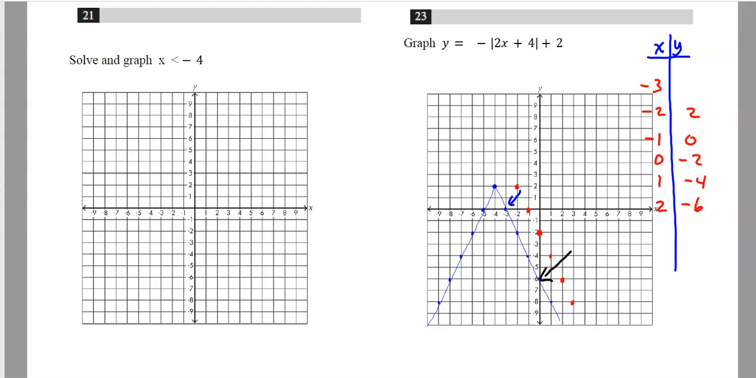2 times -3 is -6. -6 plus 4 is -2. Absolute value of -2 is +2. Bring the negative down. And I get 0. So -3 is 0. So what in the world did I do wrong? So I know for sure that this red line is the real answer to the problem. So I have to ask myself, where did I go wrong in the beginning?